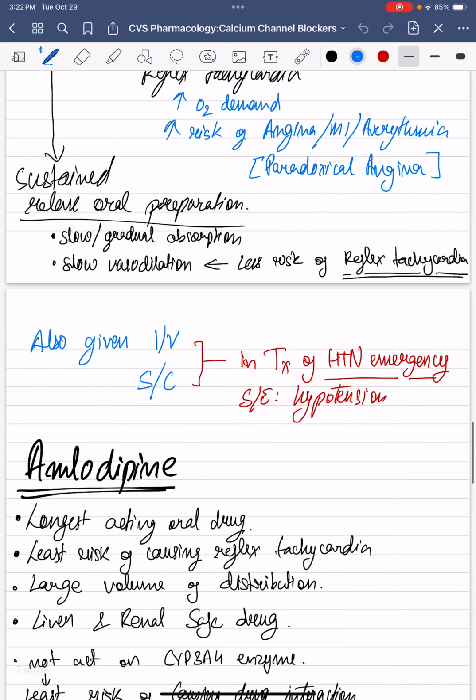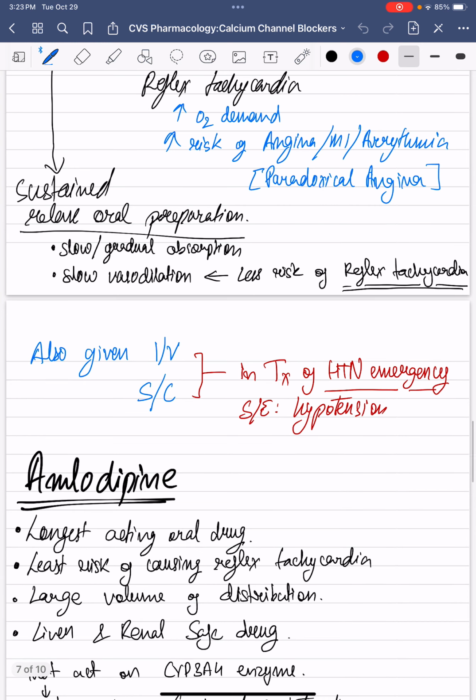Nifedipine can also be given intravenously and subcutaneously. It is used by those routes because we know that the intravenous route is preferred when you have to give a drug in an emergency and you need a faster onset of action. So IV or subcutaneous route can be given in treatment of hypertensive emergency, but there will be a side effect of hypotension because it will decrease the BP very rapidly, so the patient can go directly into hypotension.